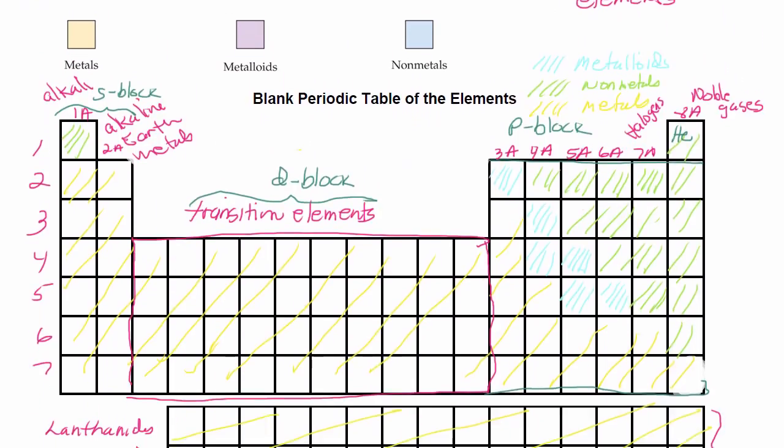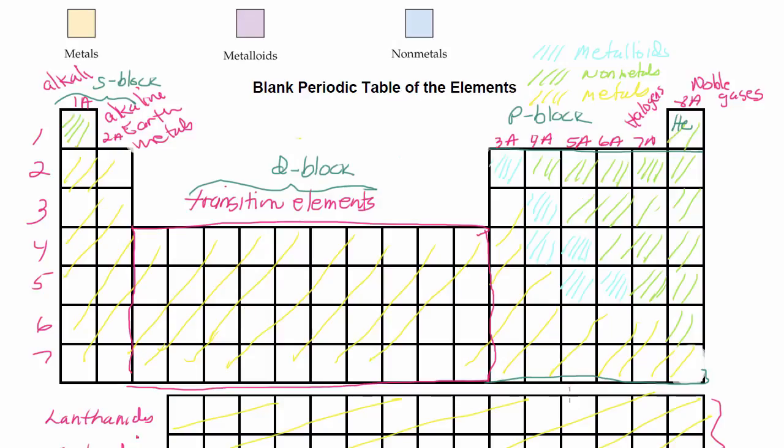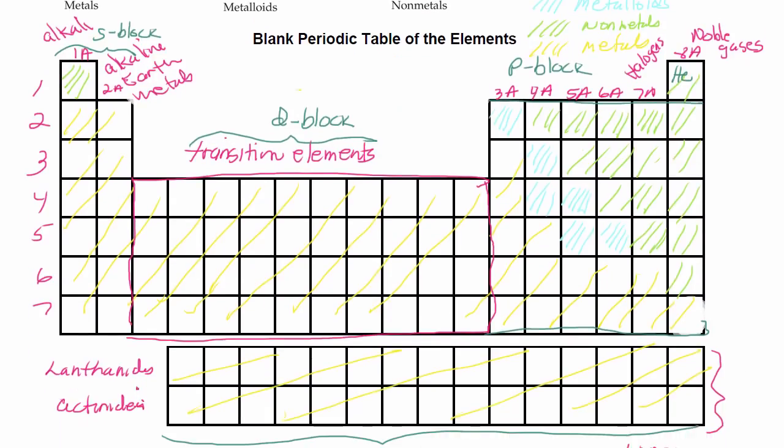So do practice labeling a periodic table like this. I want you to know where these main group elements, the alkaline earth metals, halogens, noble gases are. I want you to know the metals, nonmetals, the metalloids, the lanthanides, actinides, and the S, P, D, F blocks. Make sure that you can label a periodic table like this. You might be asked to label one or partially label one for the exam.